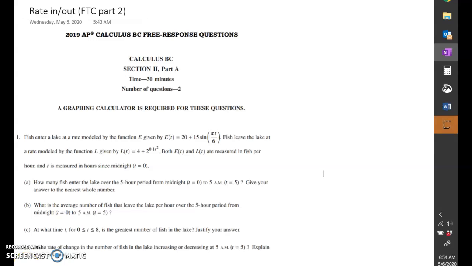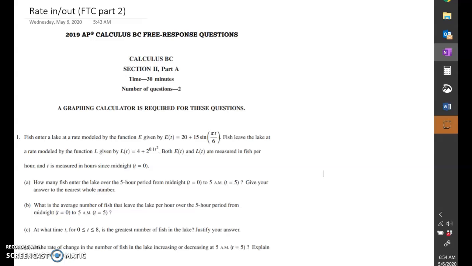Okay, this is a really classic way that the College Board tests the second part of the fundamental theorem of calculus. I would be surprised if you didn't have a rate in or rate out question. It is an AB topic as well as a BC topic, but they can work parts of it as BC only while still maintaining the idea that you are tested on the fundamental theorem part 2.